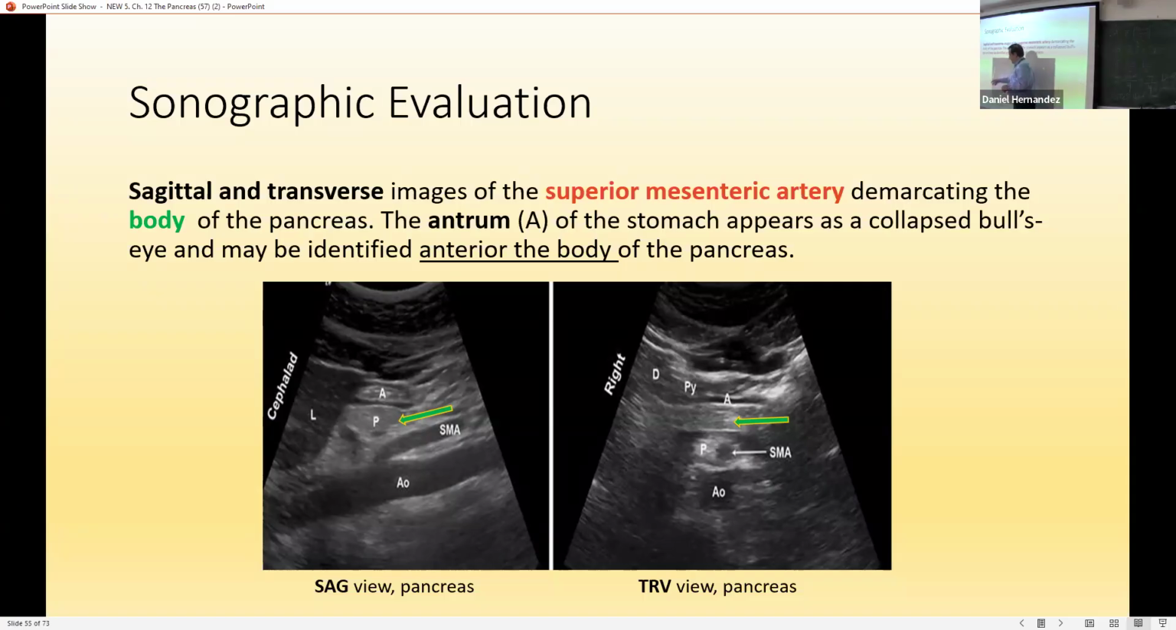And then A here is labeled the antrum of the stomach. So we see a portion of the stomach here in that view. Transverse. We could see now the SMA transverse.